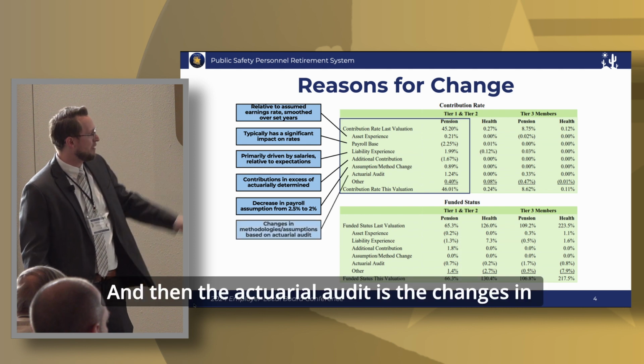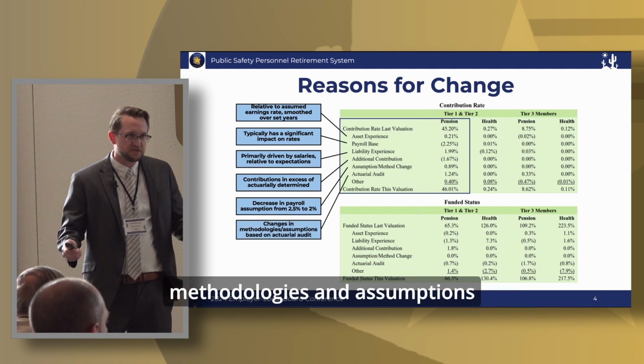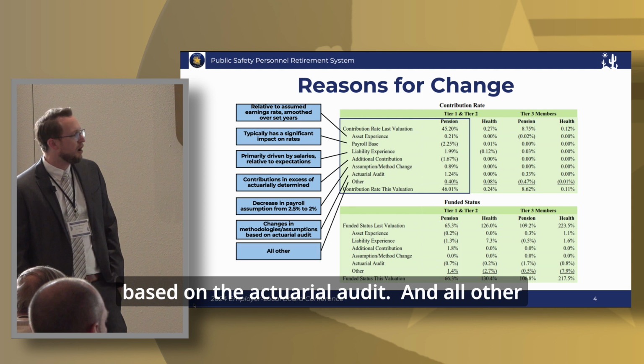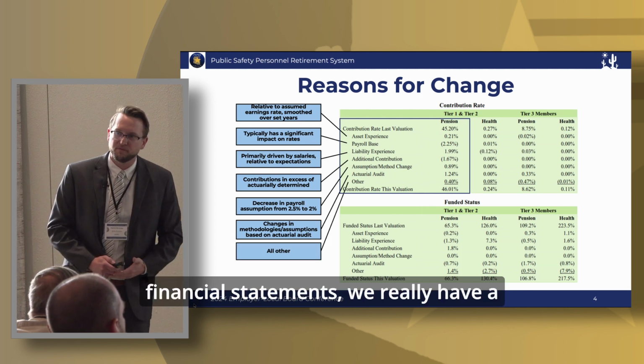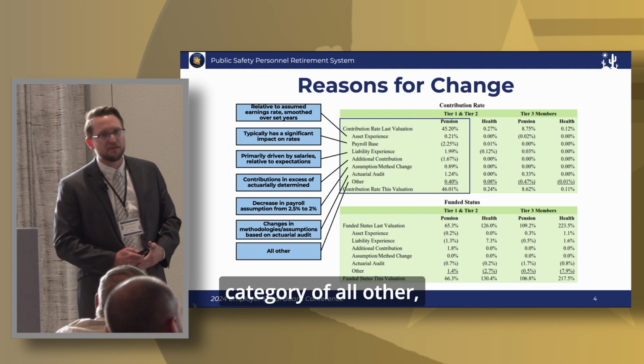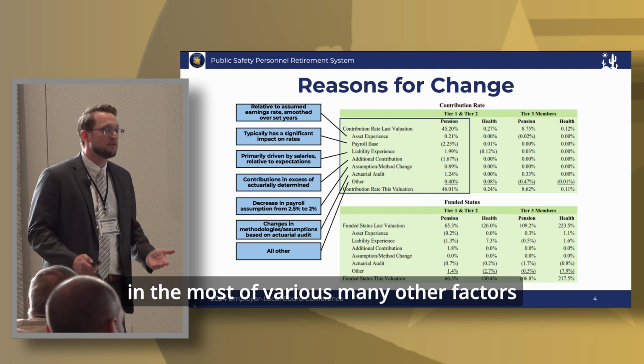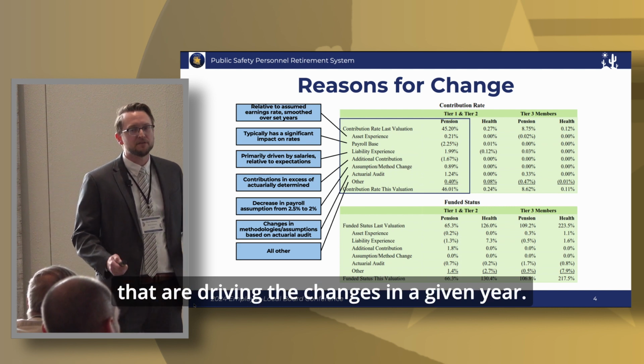And then the actuarial audit, this is change methodology, substitute something. Actuarial audit, all other. This is really what it sounds like. In financial statements, we usually have a category of all other, and it can be a host of various other factors that are driving the change.